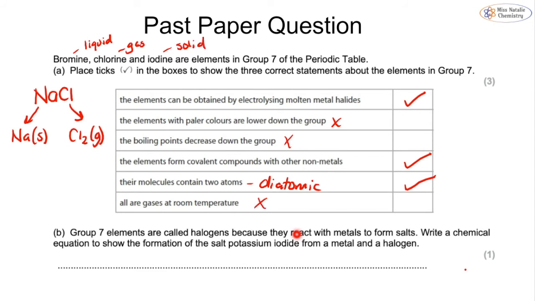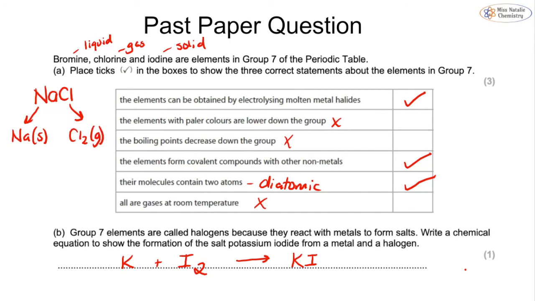So we know that that one is wrong as well. Part B says group 7 elements are called halogens because they react with metals to form salts. Write a chemical equation to show the formation of the salt potassium iodide. So potassium iodide is going to have the formula KI. We know we must be reacting the metal potassium and we're reacting it with iodine. Iodine being a diatomic should be I2.